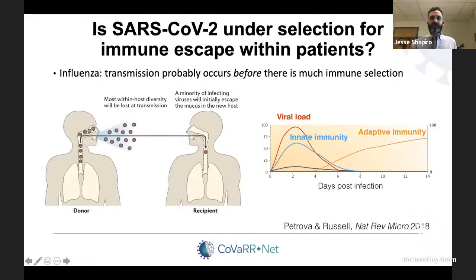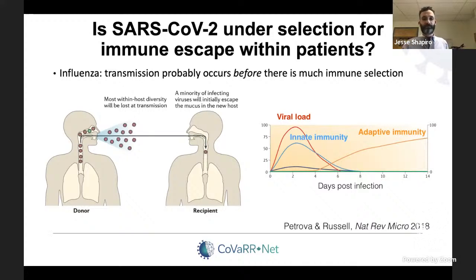So the question that we really wanted to ask is: is SARS-CoV-2 under selection for immune escape within patients? And it seems intuitive that, of course, it should be under selection, but it's not guaranteed. And in fact, in influenza, it's not really the case. And the reason for this is that transmission probably occurs before there is much selection from the immune system.